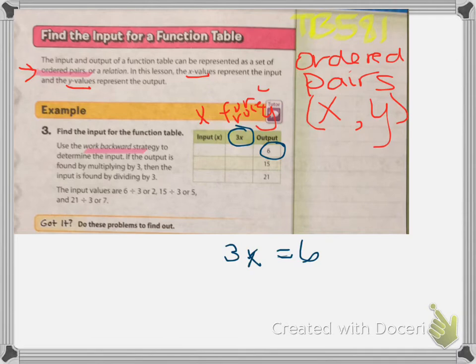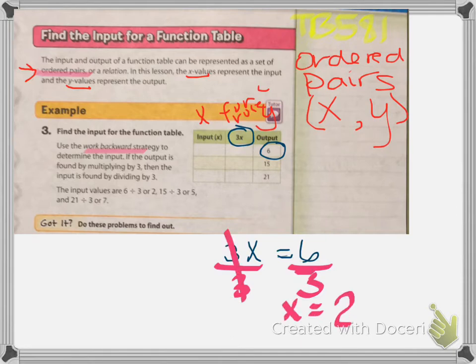So now when we're looking at it like this, it should sort of start to look like an equation to us. So now we're going to divide each side by 3, which is that inverse that they were talking about, and you get x equals 2.